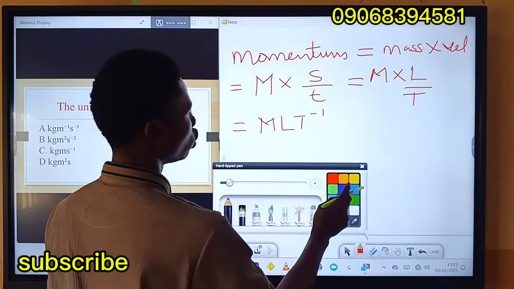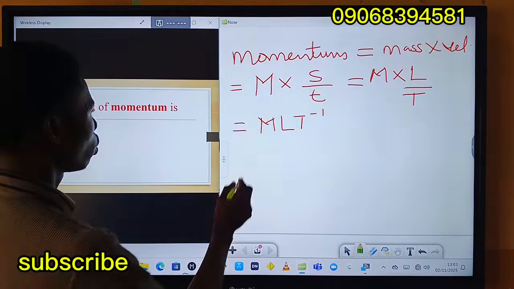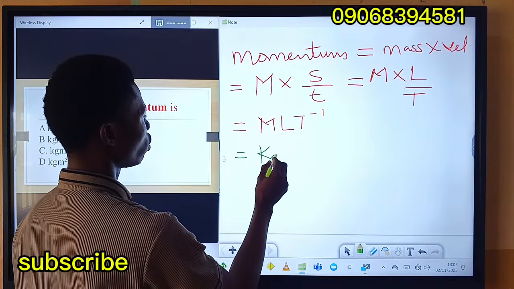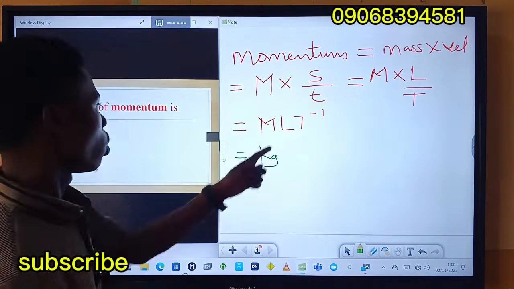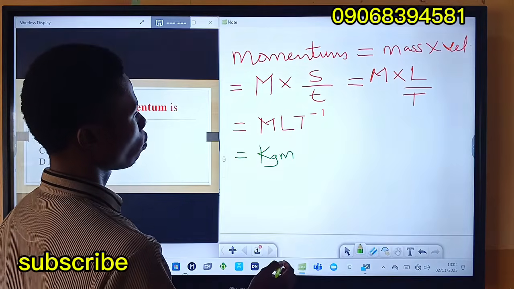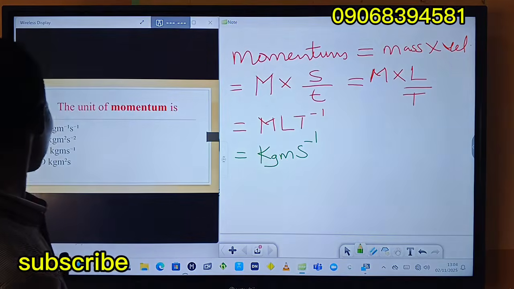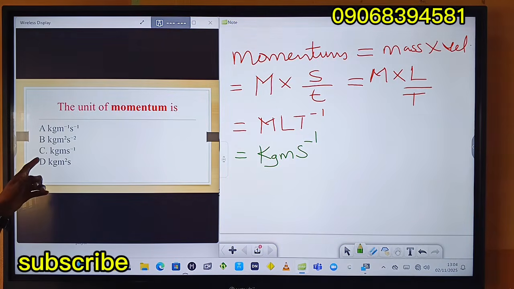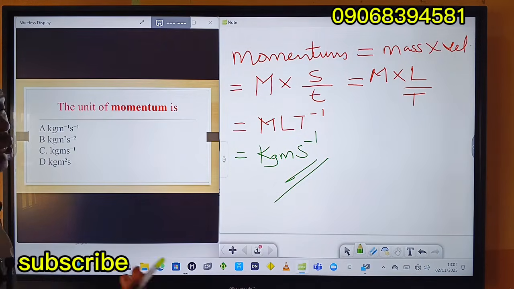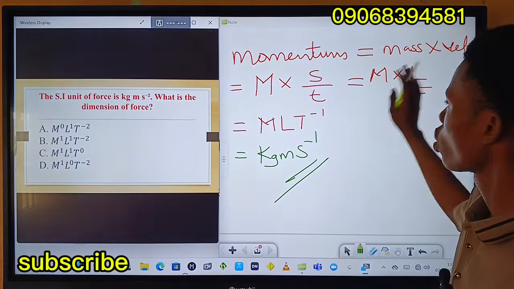We're asked for the unit. So from the dimension, I can get the units. What's the unit for mass? Kilogram. That's the SI unit, not even grams, kilograms. What's the unit of length? Meters. What's the unit of time? Seconds. But we have minus 1 here. So where is that? That's option C. Option C is our answer. You see how simple it is. Alright, let's move on.